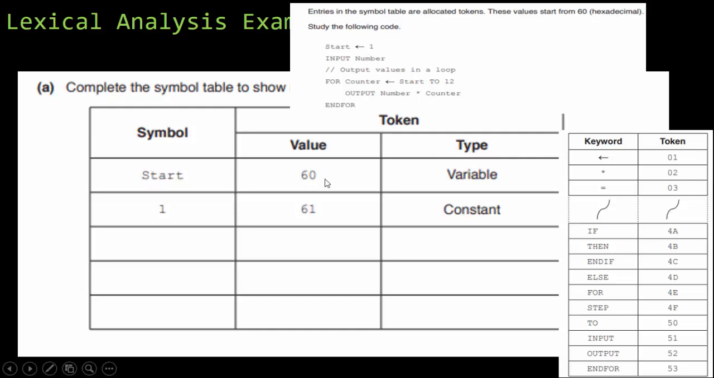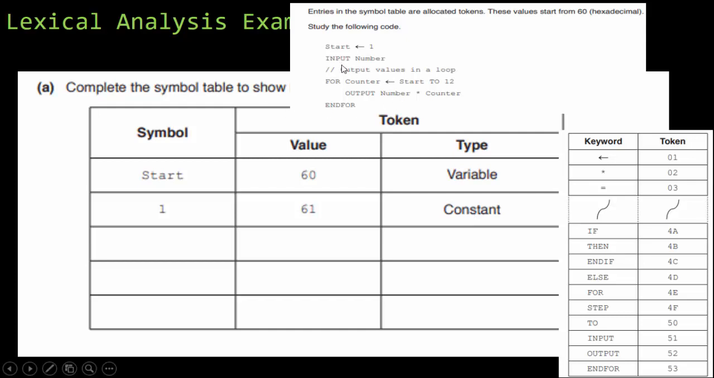Now, is start going to have the same value all the time? It could, but it may not. So we're going to put that down as a variable. I look for the arrow. The arrow is recognized by the compiler. So I don't need to put that in the symbol table because the arrow, the assignment operator, is a keyword. And then I have 1. The compiler doesn't recognize that, so we put that into our symbol table, which is a 1. The previous value was at 60, so now we're going down to 61, and that is going to be constant. There is no instance where 1 doesn't equal 1. There is no instance where that happens, so it's always going to have a constant value.